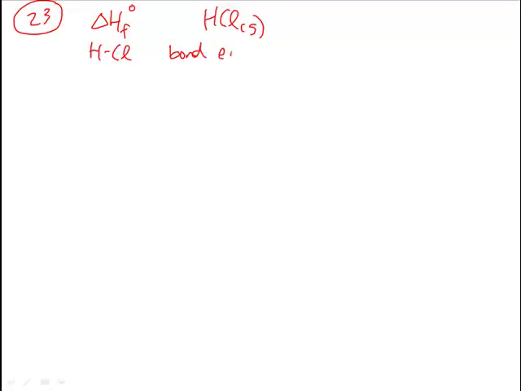This is number 23, and number 23 has a lot of information given in the problem. It's asking you to find the heat of formation for HCl gas. You're given the HCl bond enthalpy, which is the bond energy. The bond energy is positive 431 kilojoules per mole, and you're asked to find HCl formation.